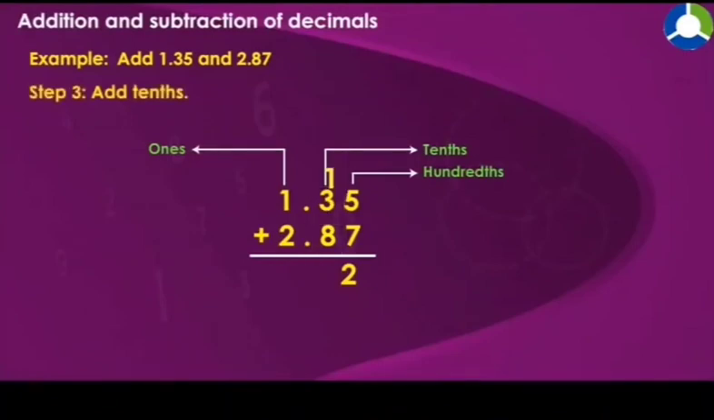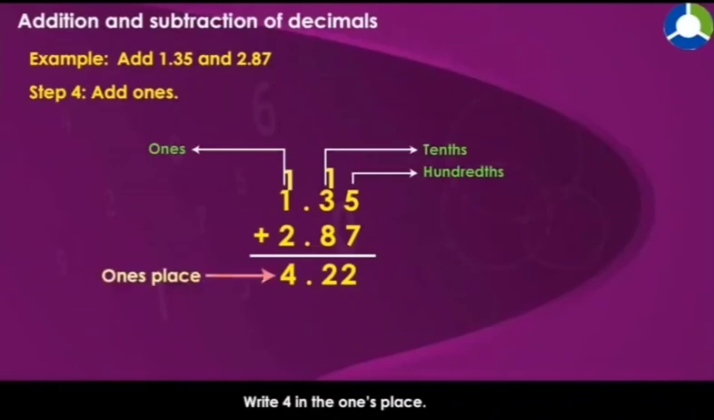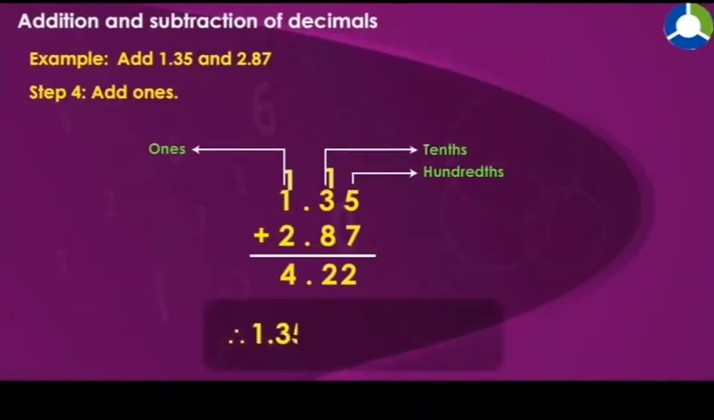Step 3. Add tenths. That is 1 plus 3 plus 8 equals 12. Write 2 in the tenths place. Carry 1 to the ones place. Step 4. Add ones. 1 plus 1 plus 2 equals 4. Write 4 in the ones place. So children, therefore 1.35 plus 2.87 equals 4.22.